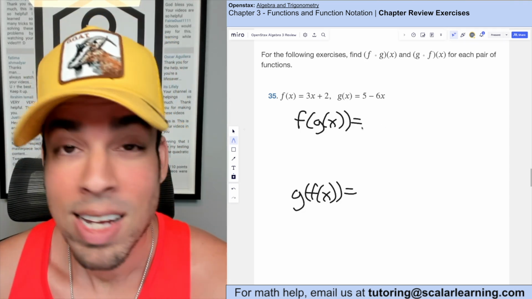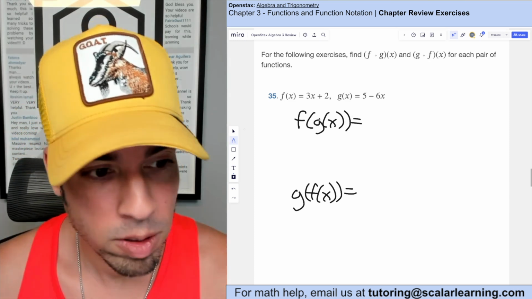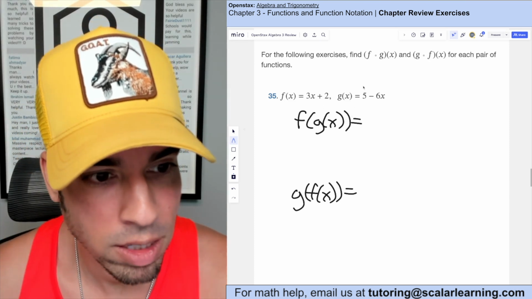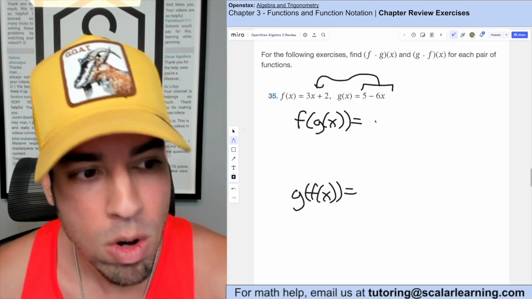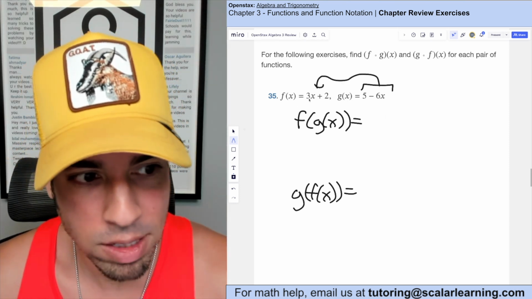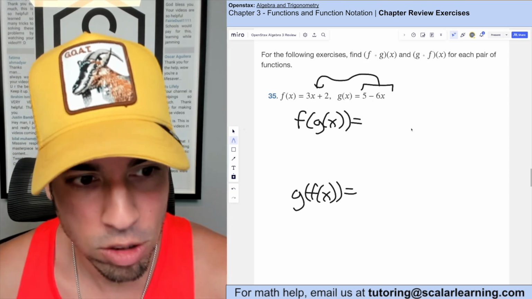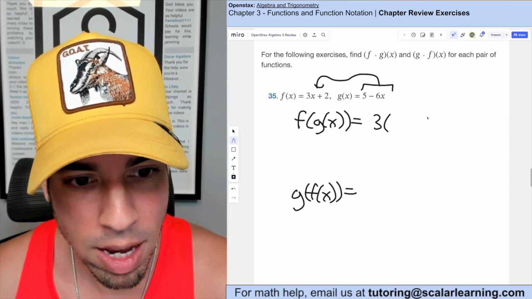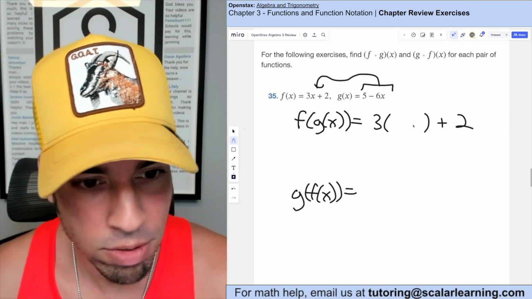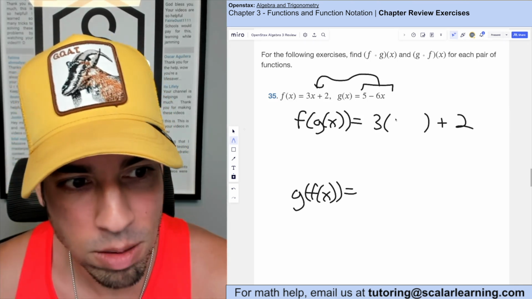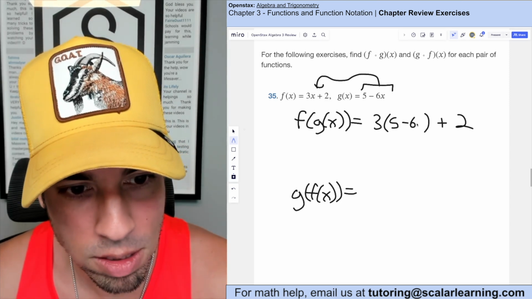So check it out. I like this notation better, even though it's equivalent, because it shows me that what I'm doing is I'm taking g of x and I'm literally plugging it into f of x. So what we're doing is we're replacing every instance of x with g of x. So here I have an x. I'm going to replace that, just leave that open. But there is my full f of x function. And then in place of the x, I'm going to put in the g of x, 5 minus 6x.